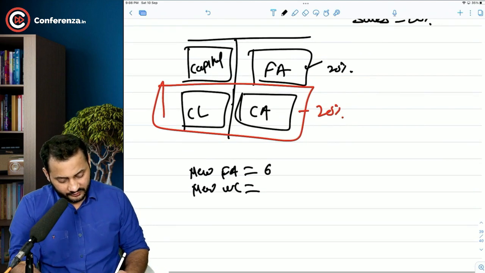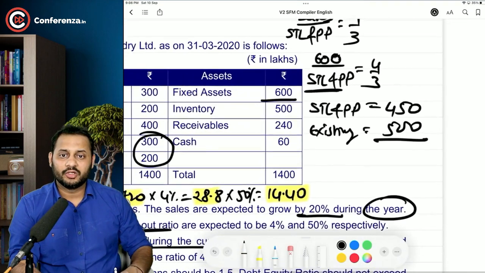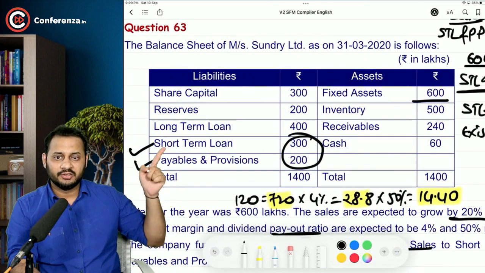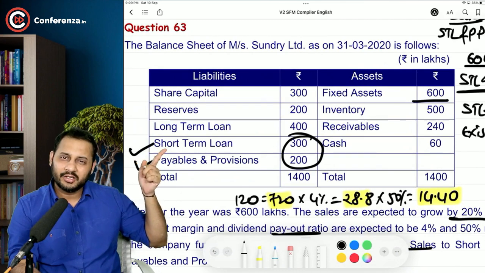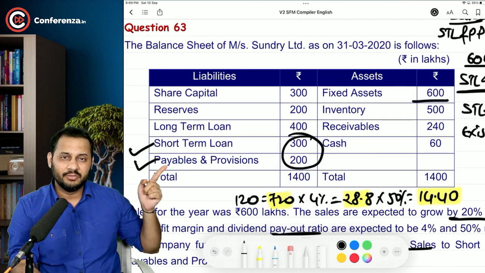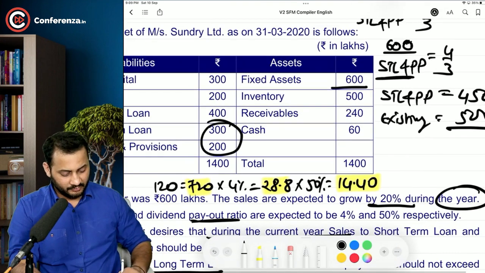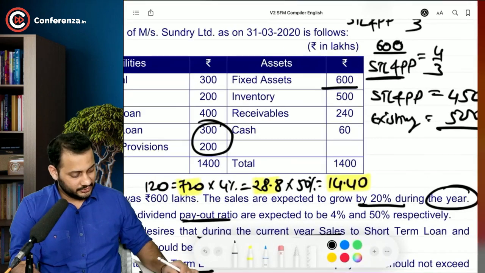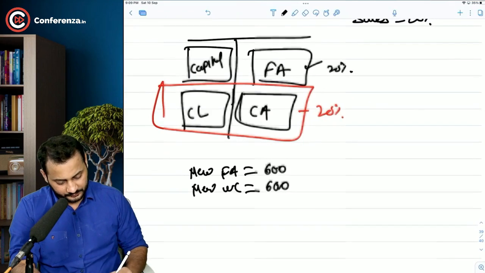Current fixed assets is 600. Try to understand, 600, you can see. And what is the total of the working capital? Inventory, receivables, cash minus payables and provision. The liabilities will not come under the non-cash working capital, so we will keep this separate. Payables and provision is 200. So understand, 500, 240 plus 60 minus 200. The working capital is also coming to 600. I will just write down 500 plus 240 plus 60. That's 800 minus 200.